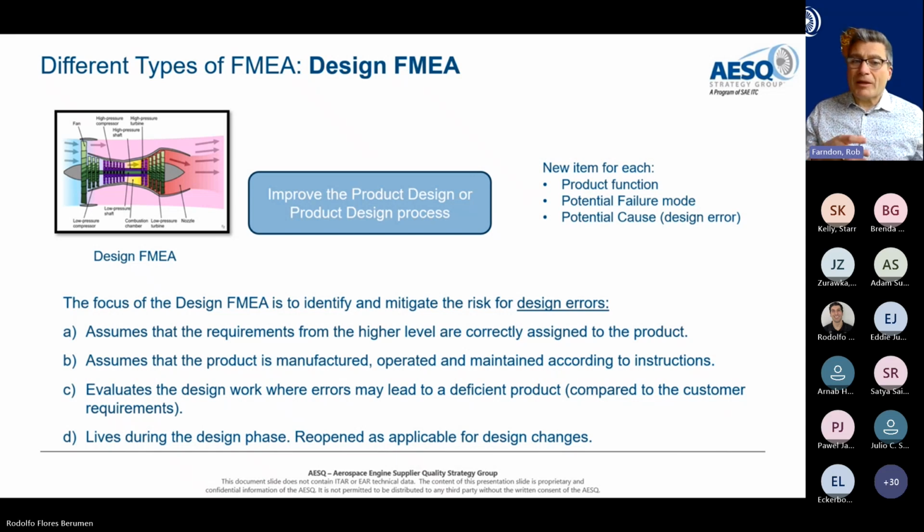We're trying to evaluate the design and work out where errors might lead to a deficient product. And by that, I mean how the design might fail to meet the customer requirements. So an easy thing to try and remember the difference between some of these tools is actually to look at the first letter, because the first letter tells you what might go wrong, what we might get wrong. So in a design FMEA, we're looking for the design being wrong. And all the causes in the design FMEA are associated with the design itself.